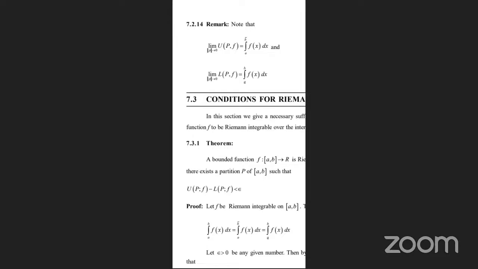Upper Riemann sum, the limit as norm P tends to 0, is equal to the upper Riemann integral. Lower Riemann sum, the limit as norm P tends to 0, is equal to the lower Riemann integral. This is also one of the important results.